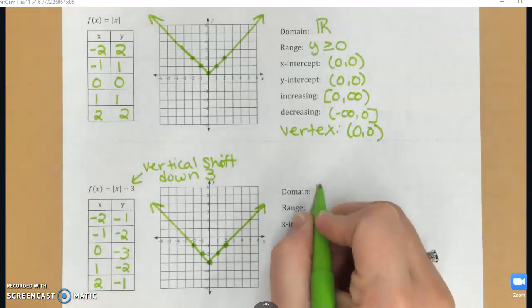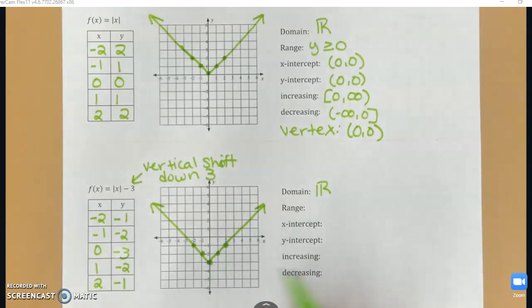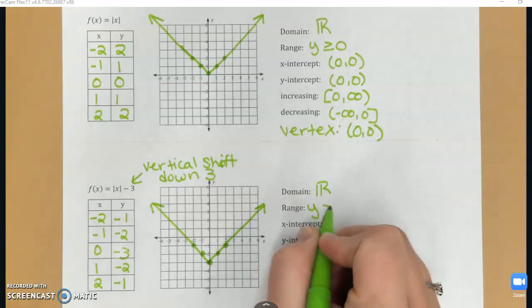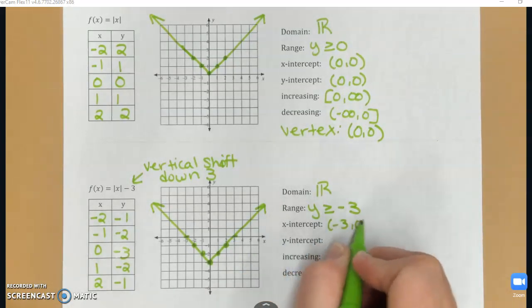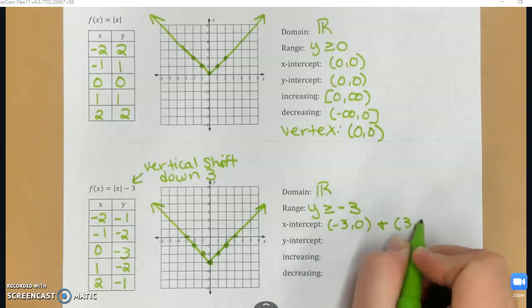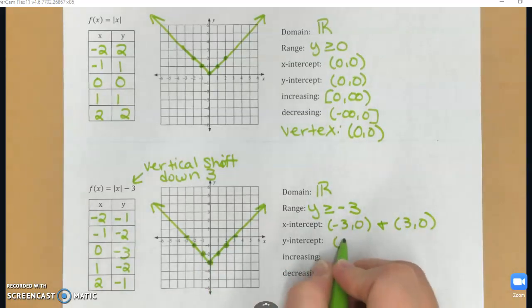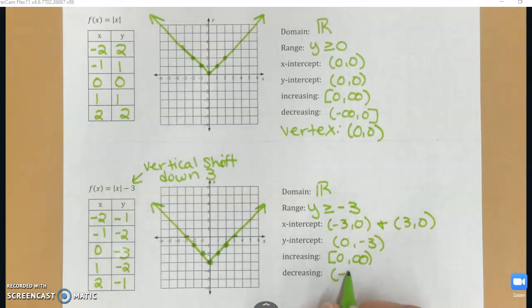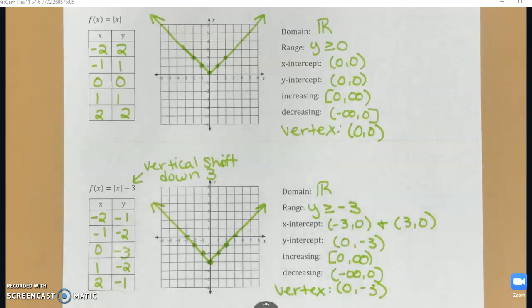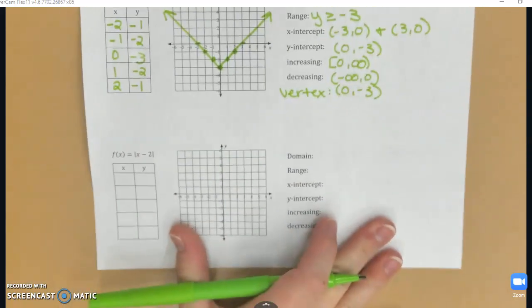My domain is still all real numbers. My range, however, now is all values greater than or equal to -3. My x-intercepts have shifted. I now have 2, one at -3, 0, and the other one at 3, 0. My y-intercept is at 0, -3. I'm still increasing from 0 to +infinity and decreasing from -infinity to 0. And my vertex is now at 0, -3. On to my next graph.